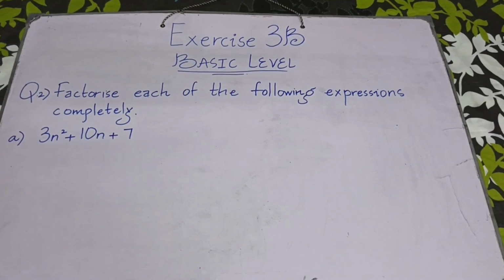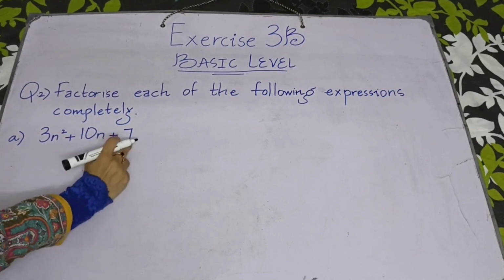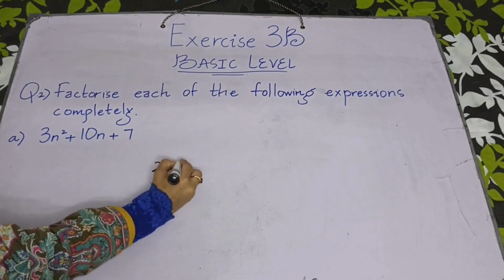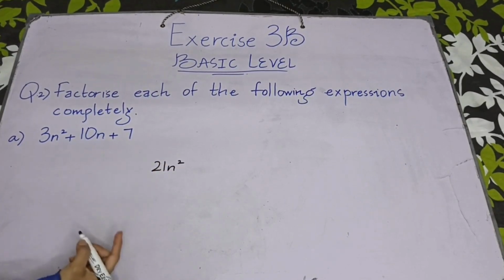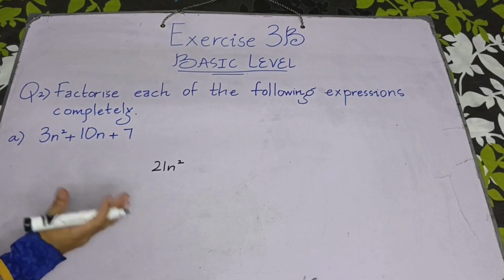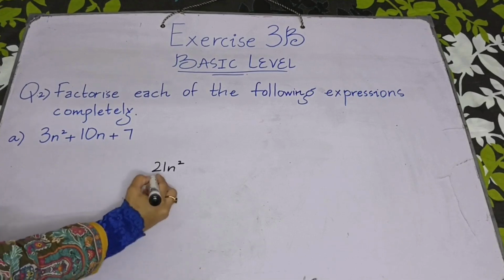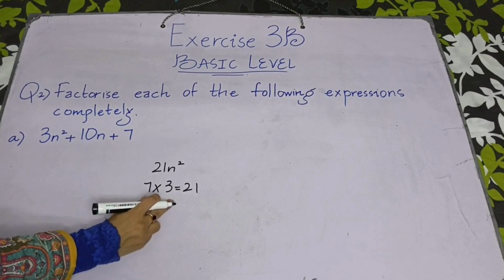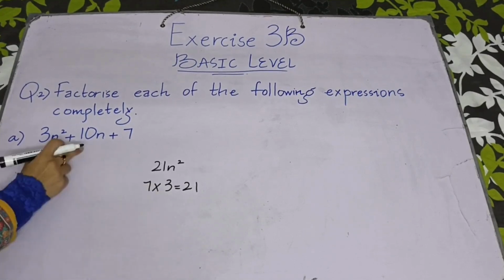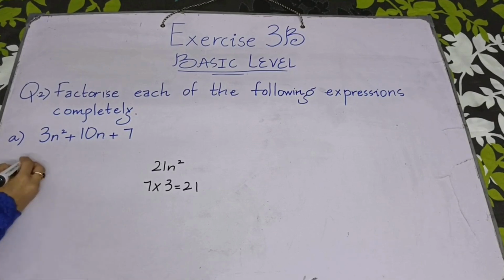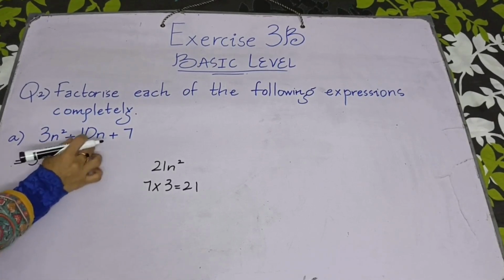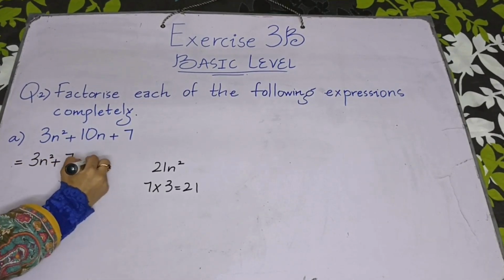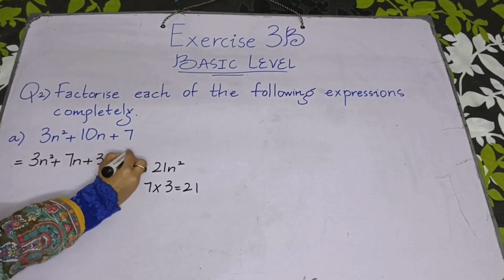So again the same strategy: first number and last number we are going to multiply, and it will become 3 times 7 is 21n square. Now we are going to see 21 comes in which times table, so that we can add and subtract to make the middle number. 7 times 3 is 21, and when we add 7 and 3 it will make 10. So we get the answer very easily. We break the middle term: 3n square plus 7n plus 3n plus 7.